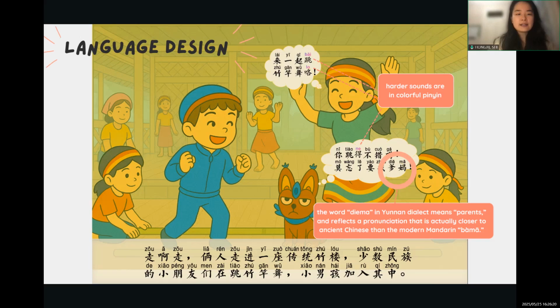The Cat and the locals speak in dialect, while Dabao and the narrator use Mandarin. It's like a mini bilingual world. Our whole team worked on this. We wrote the story, collaborated with an illustrator, and even used AI to polish the dialogue. It really was a mix of creativity, teamwork, and technology.